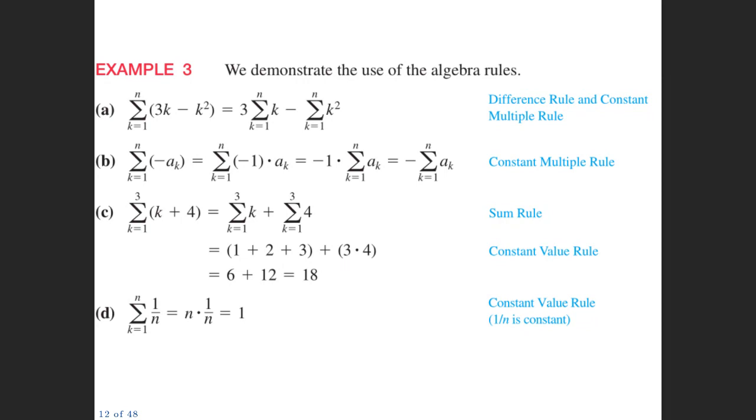And then finally, in D, we're doing the sum from k equals 1 to n of 1 over n. But there's no k here. 1 over n is just a constant compared to k. And a constant we can take outside. So really we have 1 over n multiplied by the sum of 1, or 1 plus 1 plus 1 plus 1 plus 1, which is just n. So really here we have n multiplied by 1 over n, or 1.